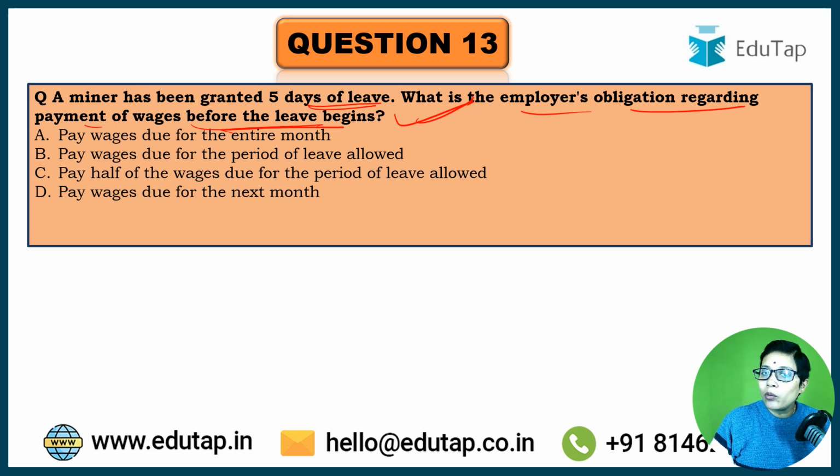वो लीव पे भी होंगे तो उससे पहले ही उनका पेमेंट वेजेस कर देना चाहिए. So here in this case, pay wages due for the period of leave that has been allowed. So here again, this is for not less than 4 days. 4 days से कम है तो वो अगली बार वो कर सकते हैं जो भी टाइमलाइन है, but 4 days से ज़्यादा है तो डेफिनेटली अगर वो उस वेज पीरियड में पड़ता है तो they have to be paid.